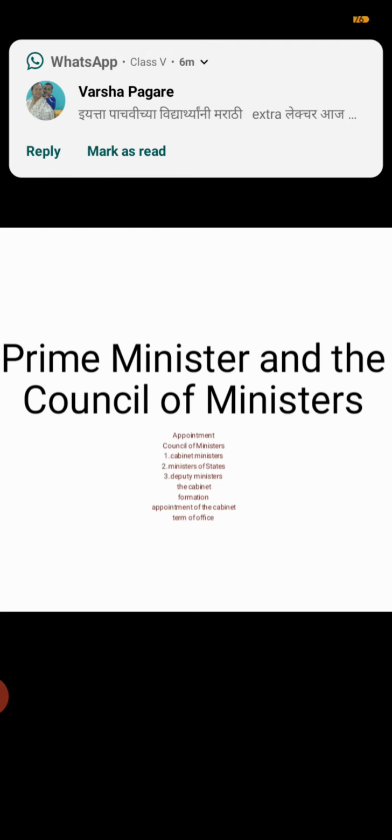Then we have to see the appointment of prime minister. Prime minister is appointed by the president. The president cannot act arbitrarily in this appointment. Means the political party which gets the highest votes, that party's head is selected as the prime minister on the suggestion of the party members.